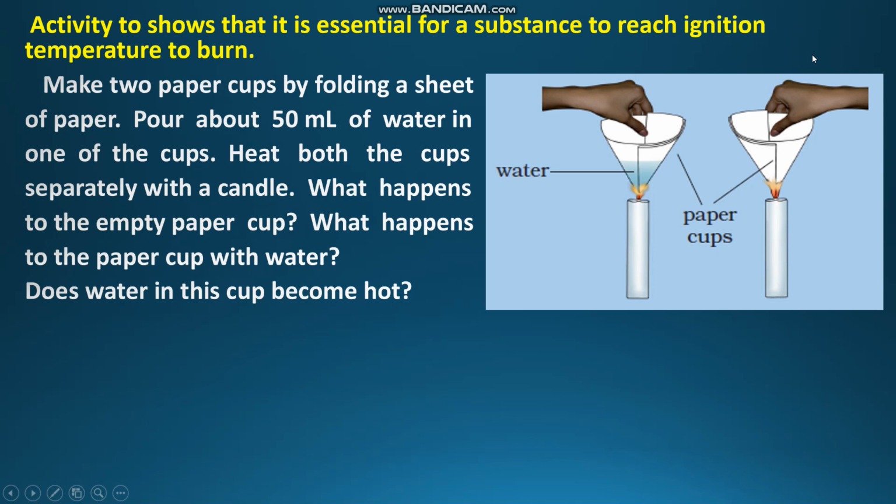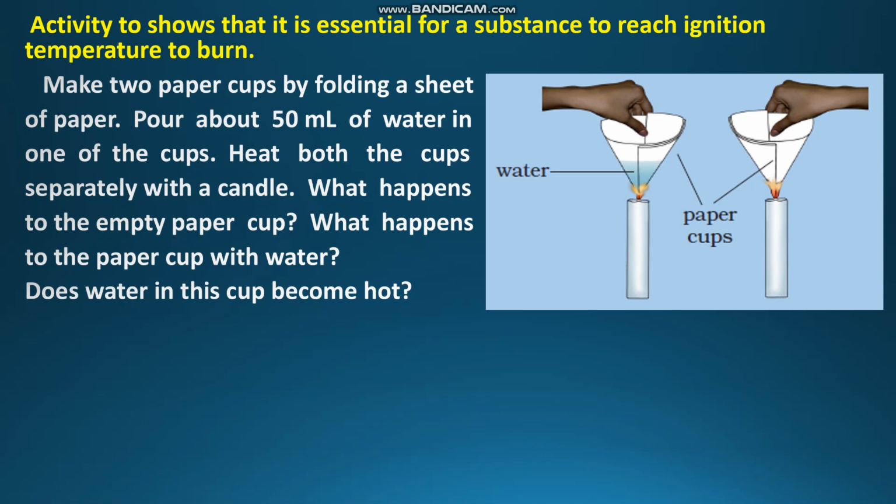So what have we done? We have made two paper cups. In one of the paper cups, we have poured some water, and we are heating both the paper cups using a candle. What we can observe here is that the empty paper cup catches fire and burns. But the paper cup where the water is kept will not catch fire, and the water becomes hot.